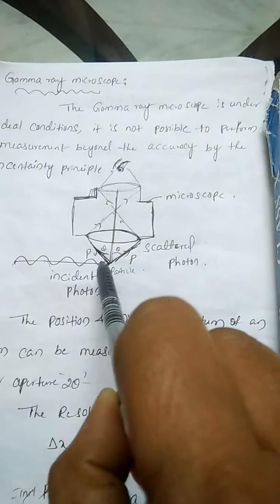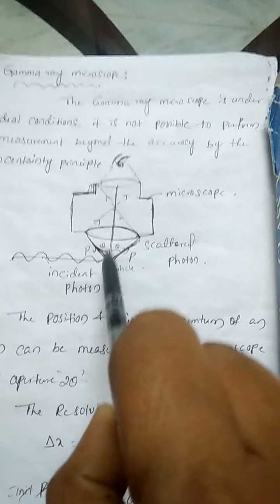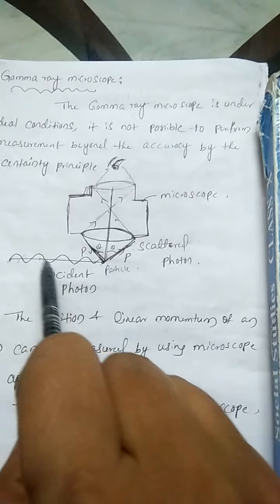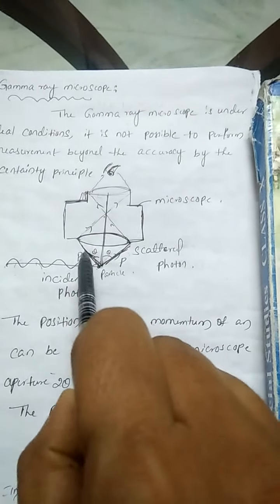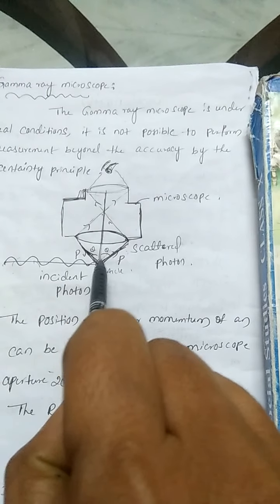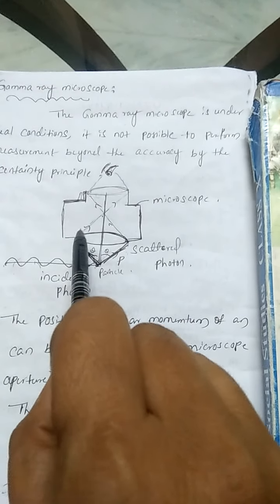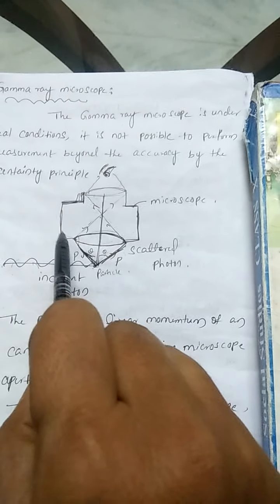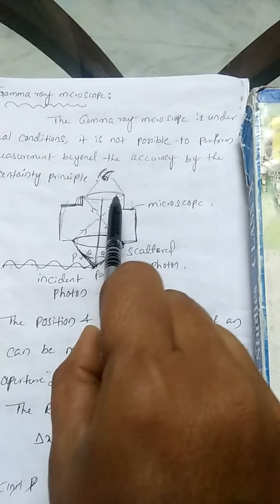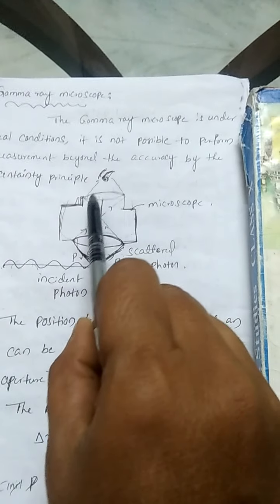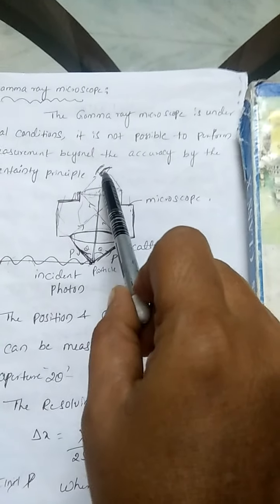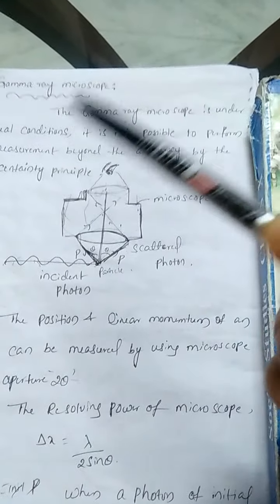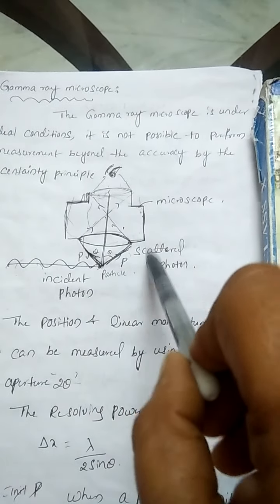This is the photon. One photon is incident on a particle, which is an electron. When the photon is incident on the electron, the incident photon is scattered in these directions. This is the experimental arrangement of the gamma ray microscope, and this is the field of view, which can be observed by the human eye.